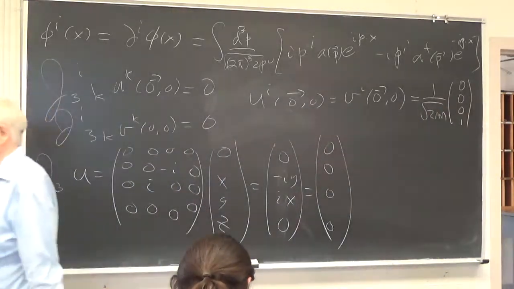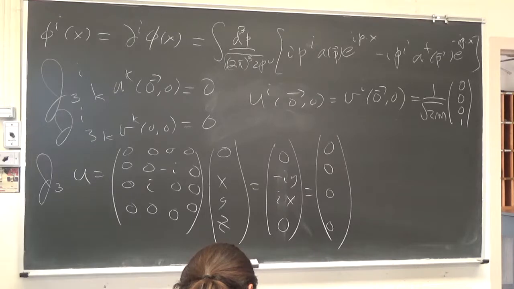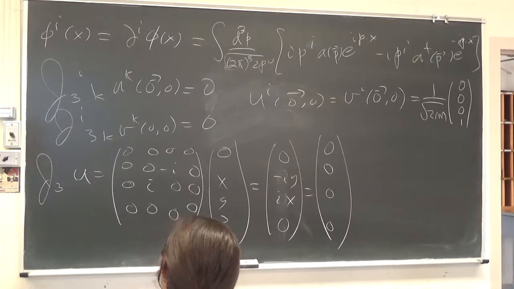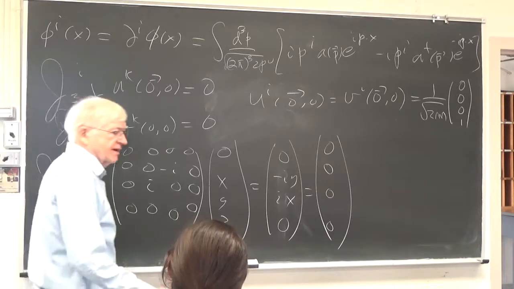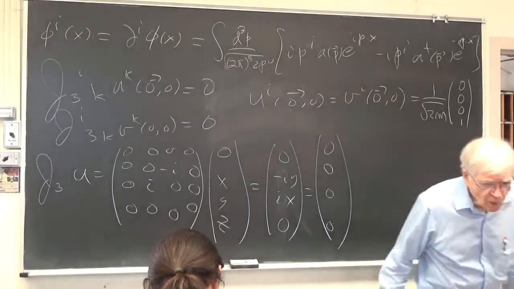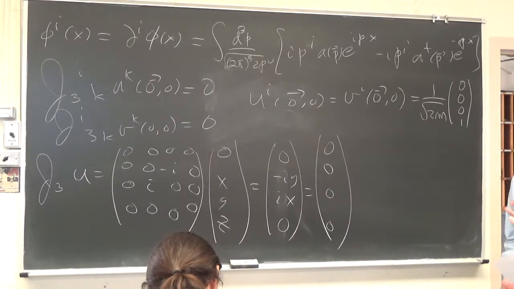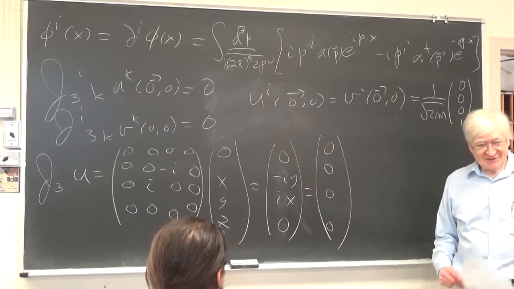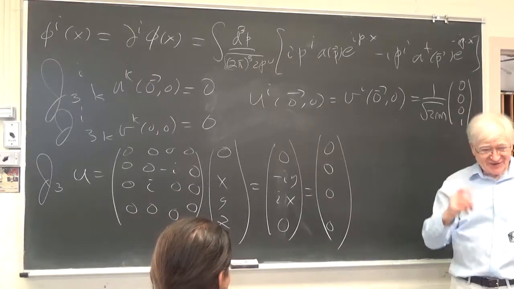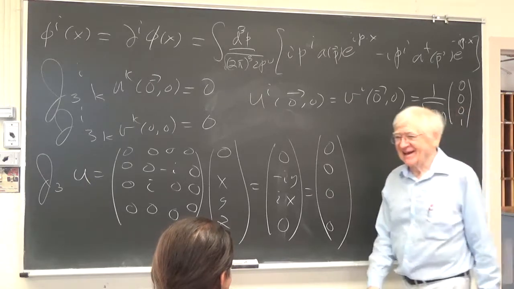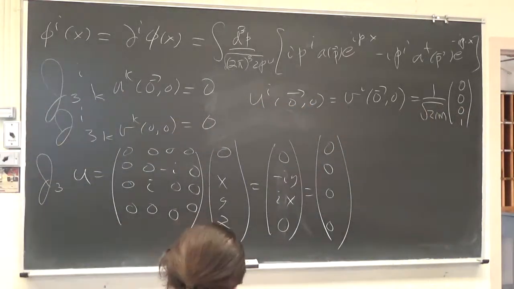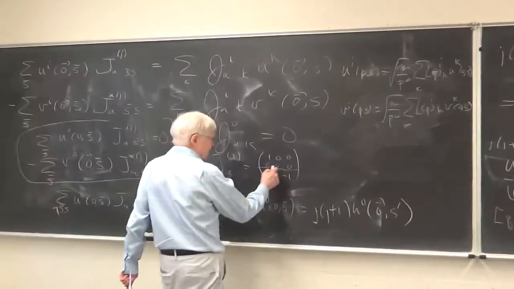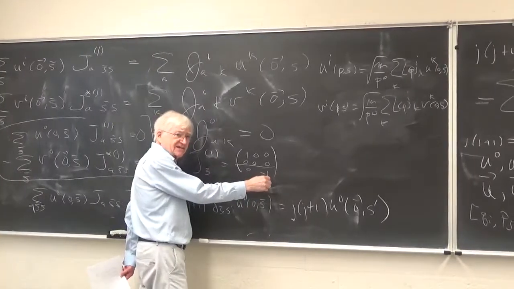The z-component of the spin is 0. So it's spin 1, but the z-component equal to 0. Yeah. What's special about these things? Well, we quantize in the three direction, and in the three direction, you see J3. It's J3 that we're diagonalizing here.